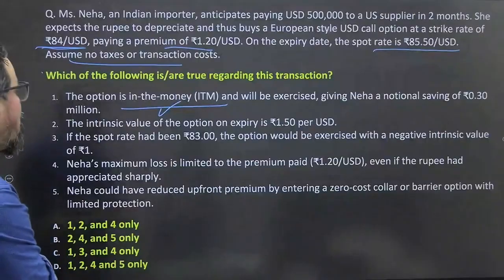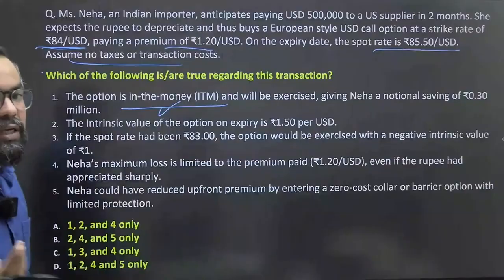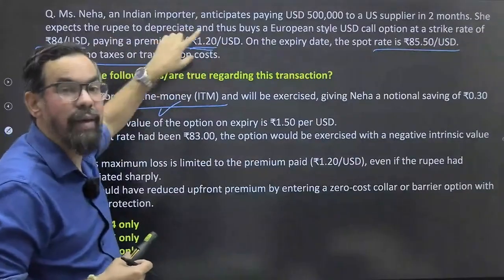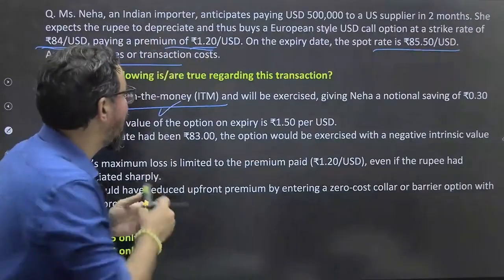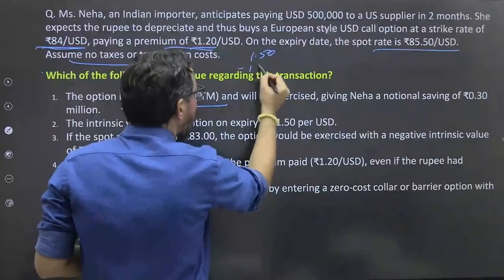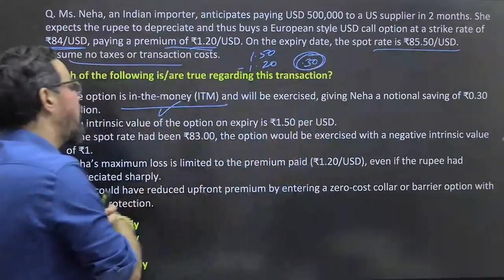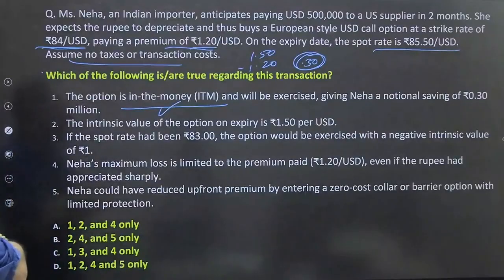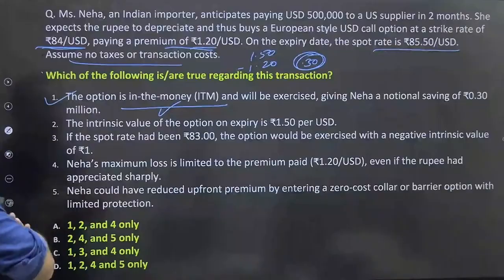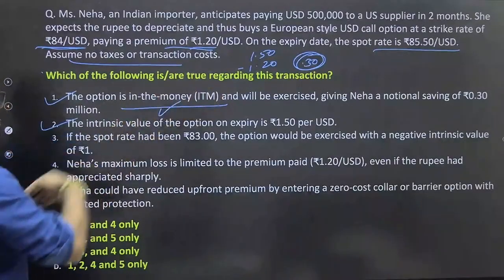Giving Neha a notional saving of 0.30 million after the calculations. How do we reach this number? 1.20 was the premium paid by Neha. So now the overall gap is 1.50 minus 1.20, so it is 0.30. This is the actual profit, because 1.20 is paid by Neha, right? So the first statement is true, the intrinsic value of the option at the time of expiry is a total of 1.50, true.